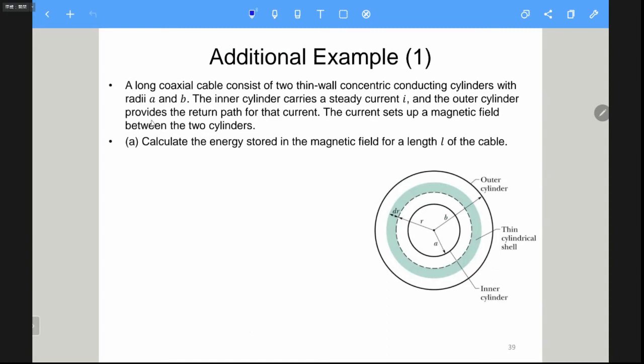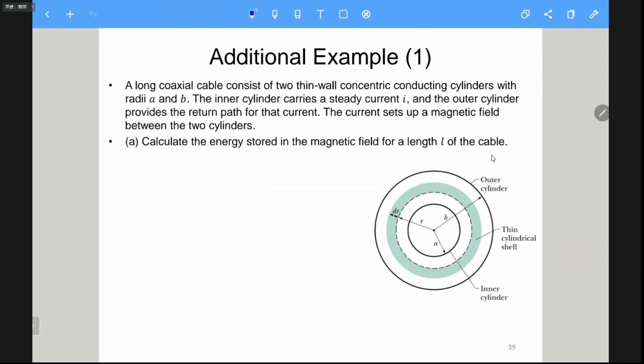So it says a long coaxial cable consists of two thin wall concentric conducting cylinders with radii a and b. The inner cylinder carries a static current I, and the outer cylinder provides the return path for that current. The current sets up a magnetic field between the two cylinders. Calculate the energy stored in the magnetic field at the end of the cable.